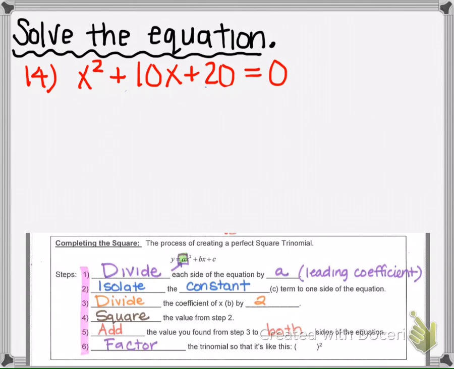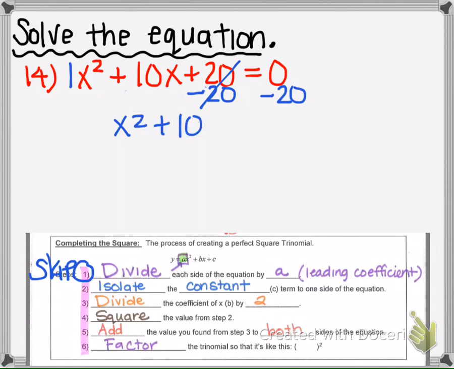So to complete the square, step 1, we're going to divide by the leading coefficient. However, there is a leading coefficient of 1, so we can skip step 1. Step 2 is optional, so I'm going to go ahead and do it. So I'm going to subtract 20 to both sides. And done with step 2. Step 3, divide the b value, so the coefficient of the x, divide it by 2.